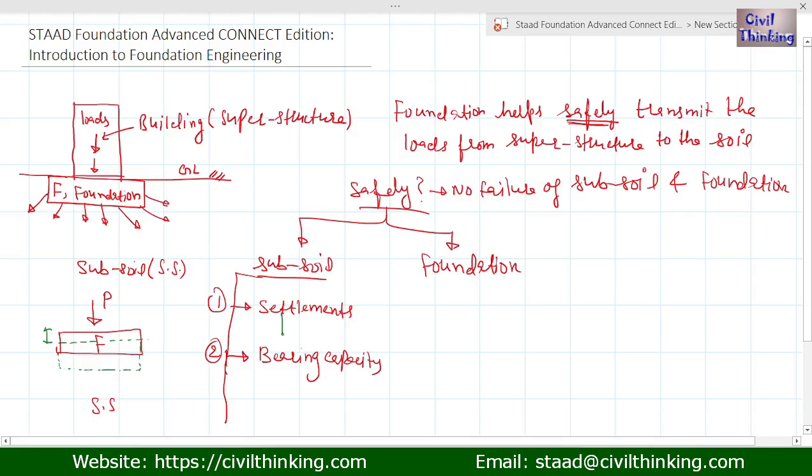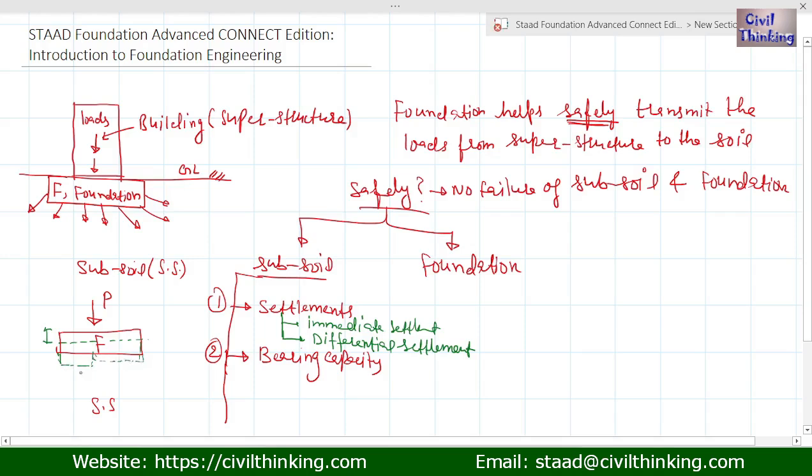Now in settlement we have two kinds of settlements. We have immediate settlement, and we also have what we call differential settlement. Immediate settlement is when the settlement in the subsoil occurs immediately after the construction of the foundation. It occurs because of the compression of the soil and because of the consolidation of the soil. Differential settlement is when there is unequal settlement. So this is our foundation, this is our subsoil. For example, in this part of the subsoil we have more settlement, and in this part we have less settlement.